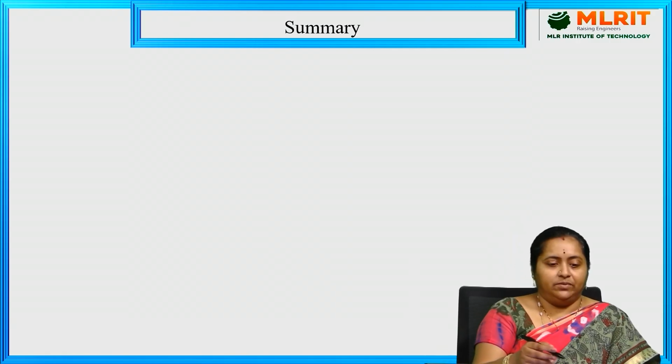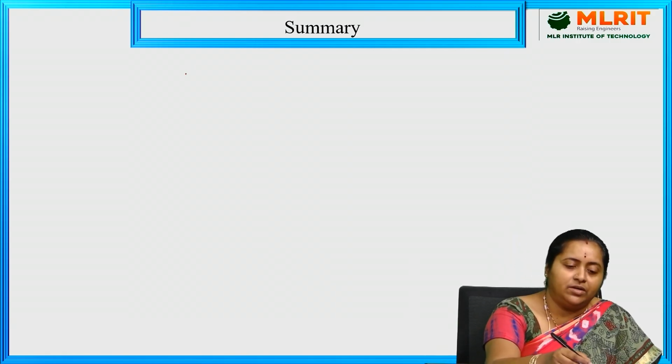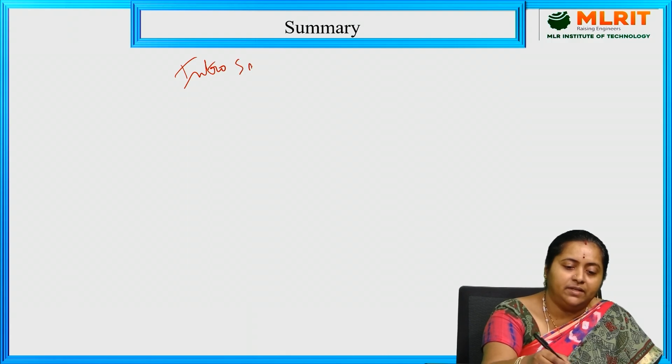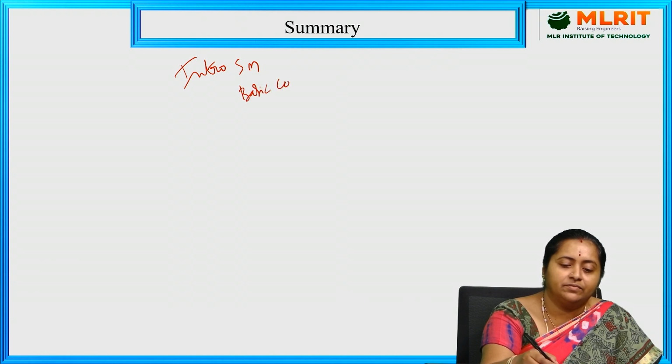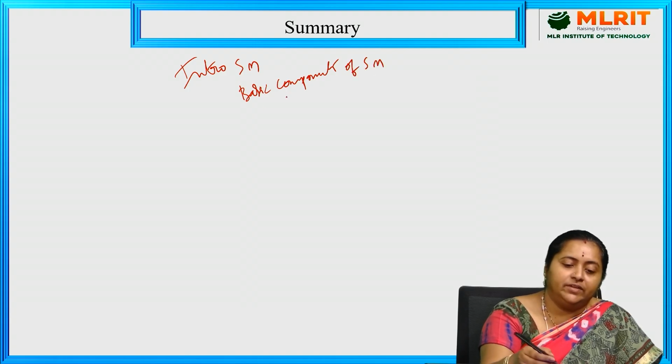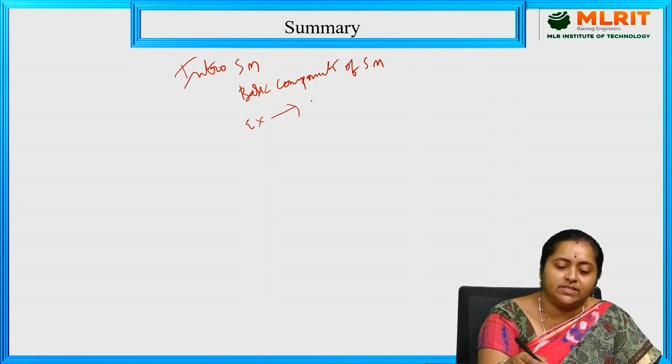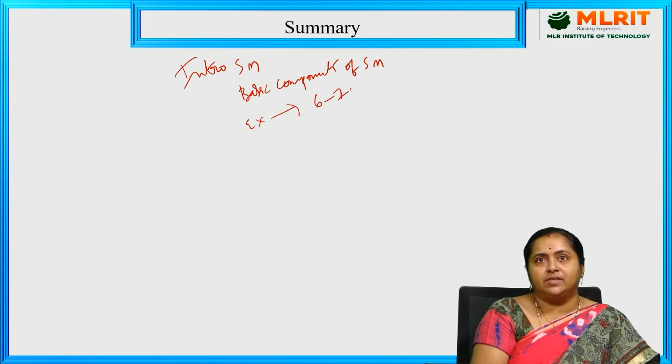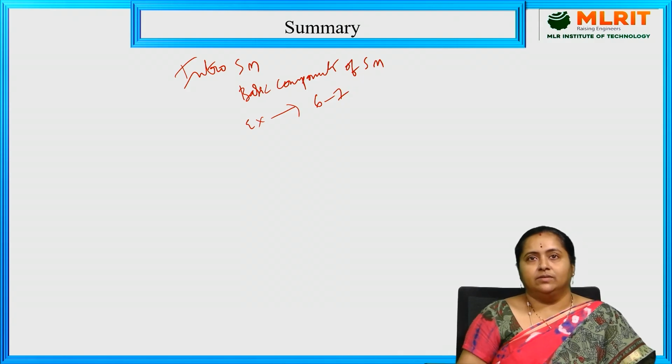So that's all for today's class. In today's class, what we have discussed is the introduction to smart materials, and then one or two examples, and then what the basic components of smart materials are. After that, various categories, or we can say examples of smart materials. In today's class we discussed about six to seven various categories or various examples of smart materials.